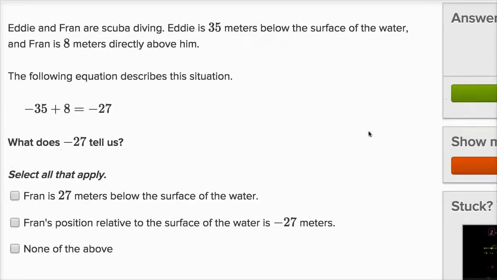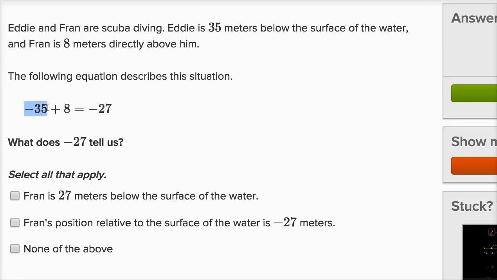Let's keep going. Eddie and Fran are scuba diving. Eddie is 35 meters below the surface of the water, and Fran is 8 meters directly above him. The following equation describes this situation. So let's see, Eddie is 35 meters below the surface of the water. So when we're below the surface, the more below the surface we are, the more negative, I guess, is what we're doing here.